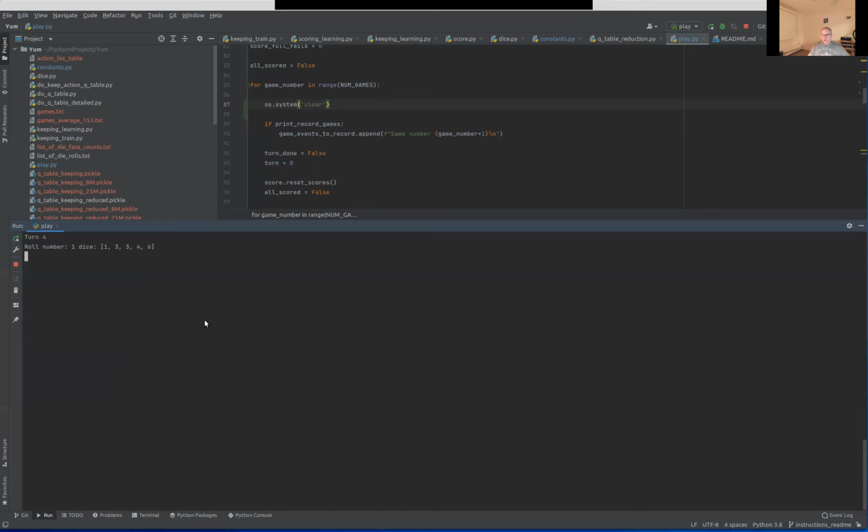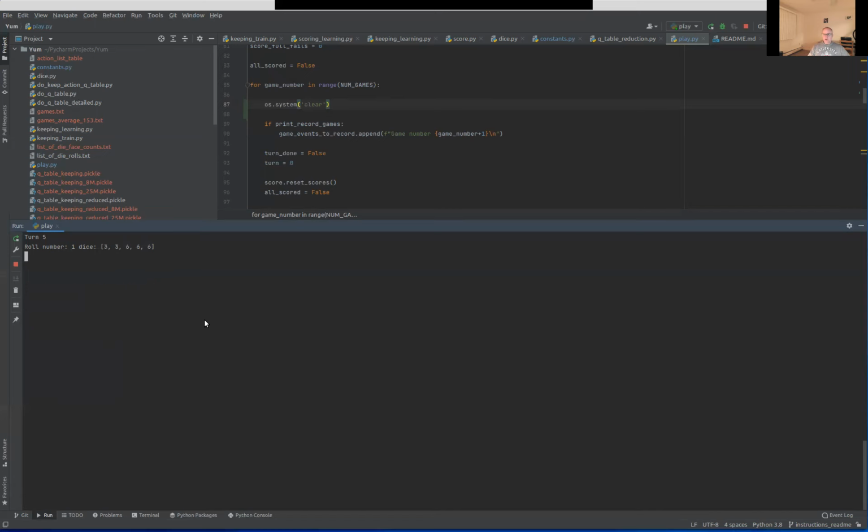Okay, not too exciting. Next turn: 1 3 3 4 6, keeping the 3s. Then 1 3 3 5 6, keeping the 3s again. And now we've got 3 3s and a 5, scoring 9 in the 3s.